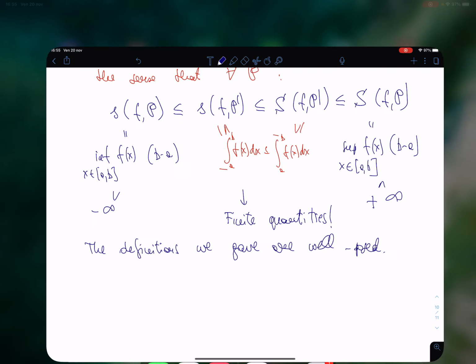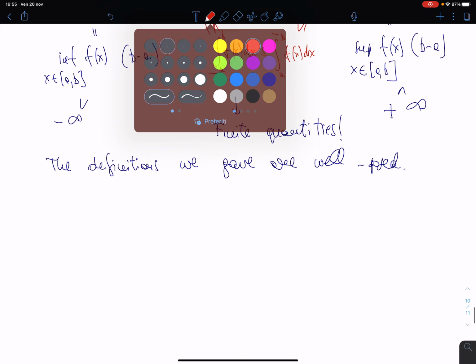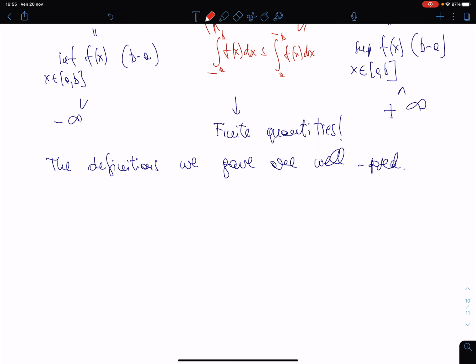And now we can give some examples on integration. So, examples. First example is an Archimedean example, and it comes from a problem linked to dynamics of ships and so on.